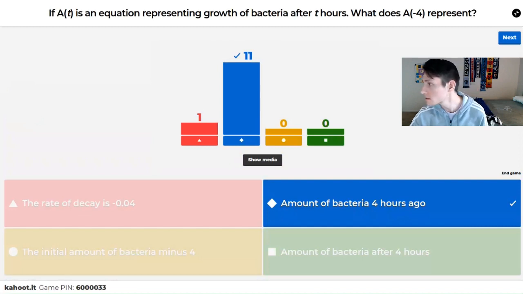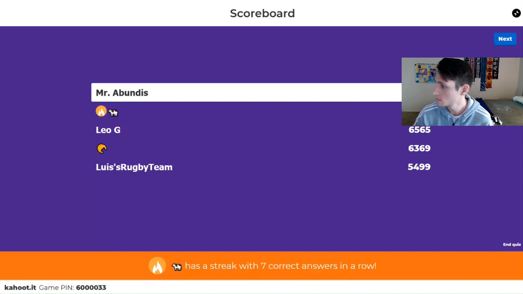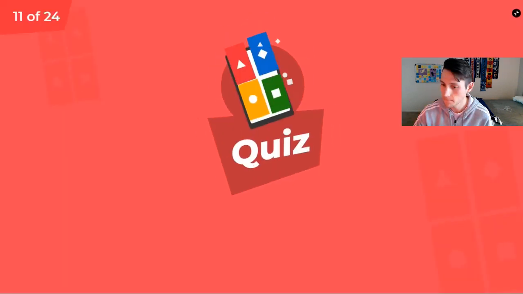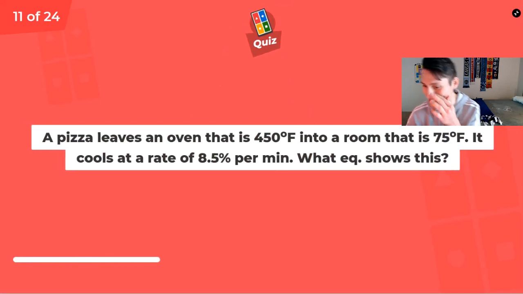Amount of bacteria 4 hours ago. Okay. Nice. Well done. Oh my gosh. The dog has a streak with 7 correct answers in a row. I'm the only one who got it wrong.